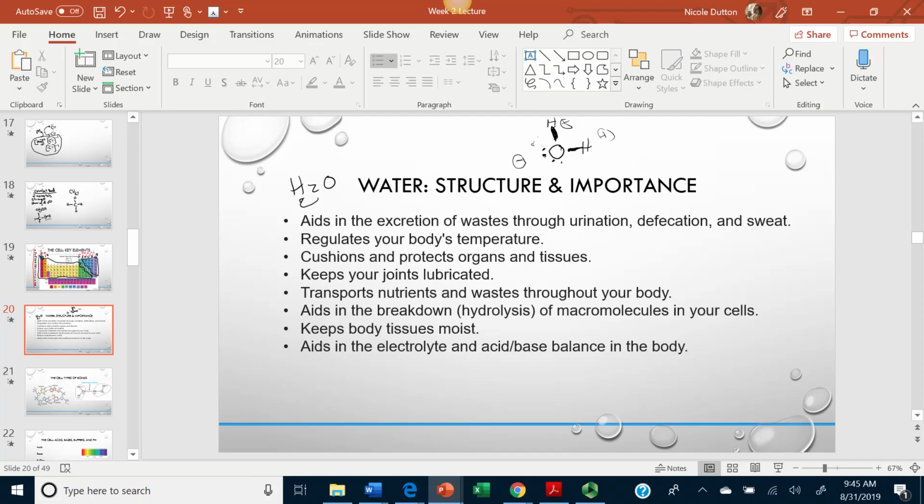It aids in the breakdown, or hydrolysis, of macromolecules in your cells. We'll explore this a little bit in this class, but whenever you want to break apart a large molecule, like let's say you have starch that you just ate in the diet, in order to break the bonds, to break it down into little tiny pieces that your body can actually use for energy, you need water. So water helps break those bonds.